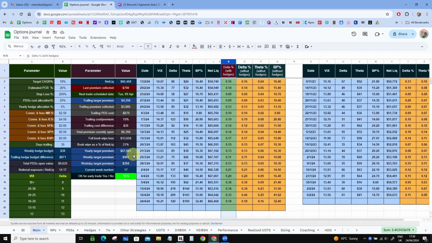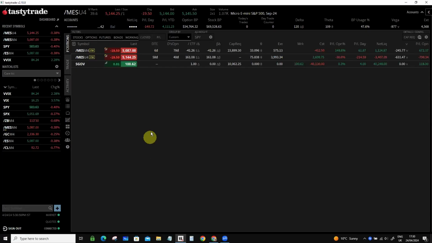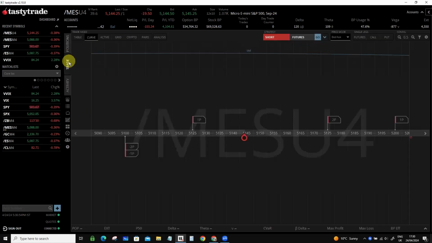We'll see how many naked puts we'll need for that. And with the VIX in the 16 area, we're looking at around 11 delta. So let's go right here. Let's trade and table.